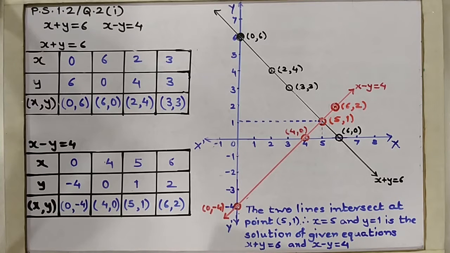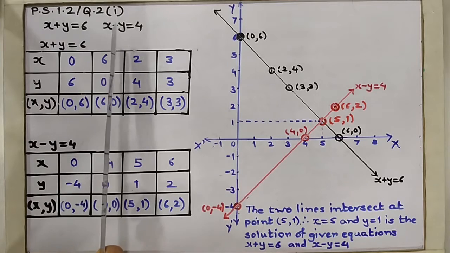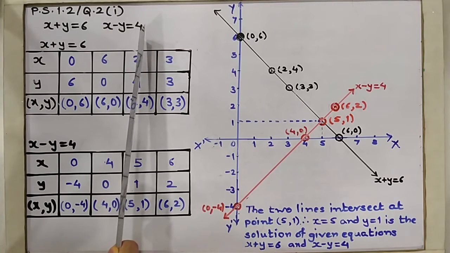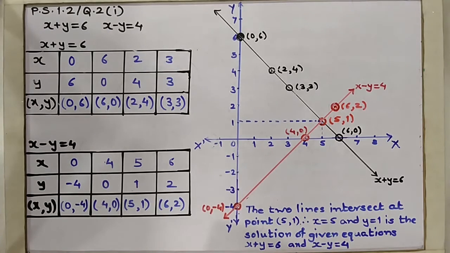Practice set 1.2, question number 2, sum number 1. Solve the simultaneous equations by using graphical method. We have two equations. First one is x plus y equal to 6 and second one is x minus y equal to 4. We have to solve these equations by using graphical method.